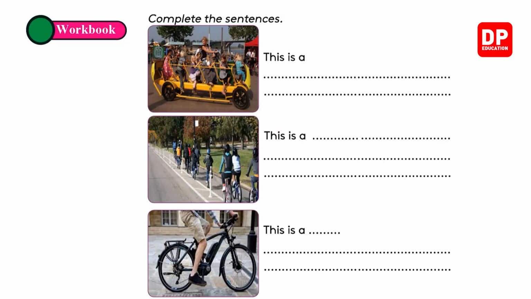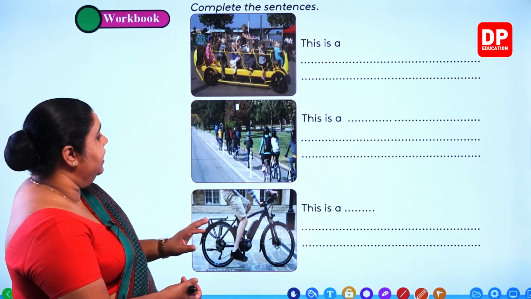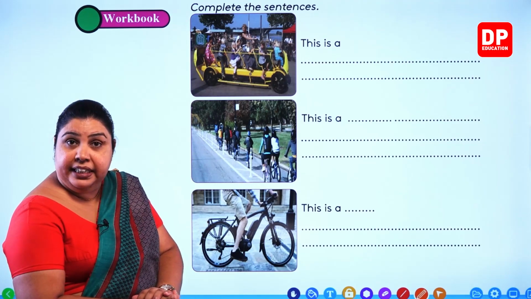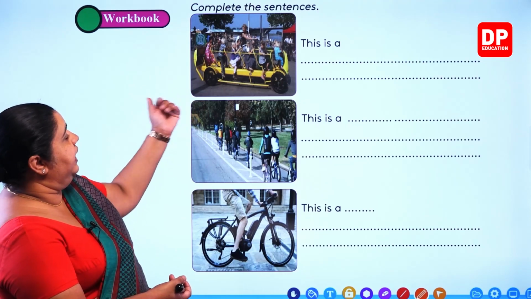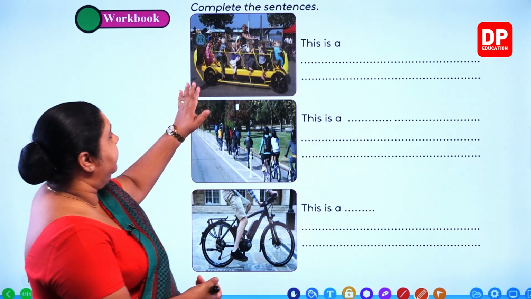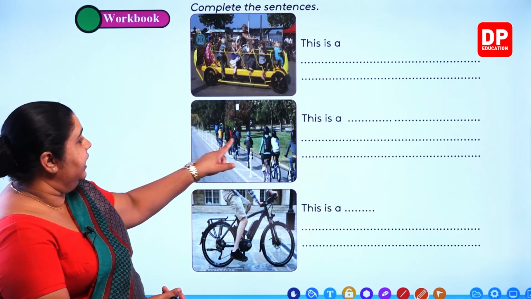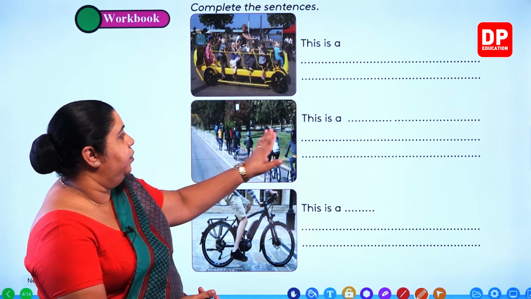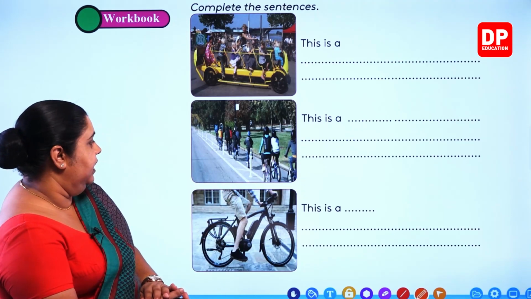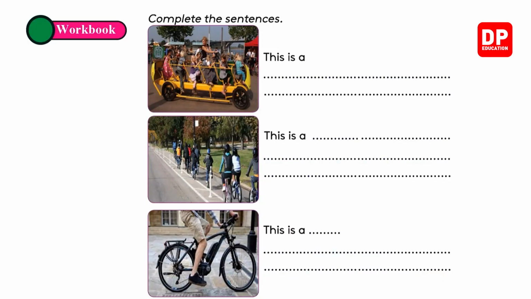Right. Now we have listened to the conversation between Linda and Dasun, and here we have to complete the sentences. Okay, right. Now looking at the pictures, we can complete these sentences. This is a. Now you must look at the first picture and you must write what this is. This is a. Look at the picture and you can write what that is. This is a, and you have to look at this and write the answer.